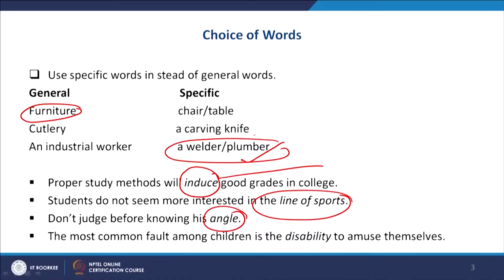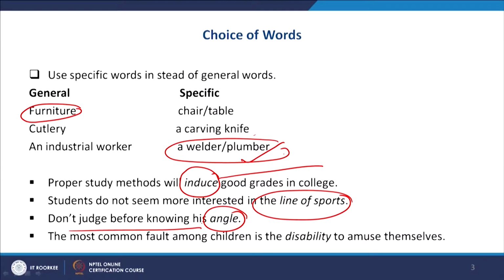Do not judge before knowing his angle. You see how you have not been clear as to what you mean by angle, and your readers may think what angle he is talking about, because a person who has got a familiarity with geometry or some other discipline will be thinking about angle in his way, in his own perception. So, what actually you mean to say is, do not judge before knowing his opinion.